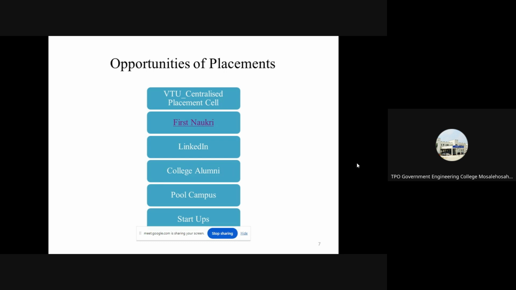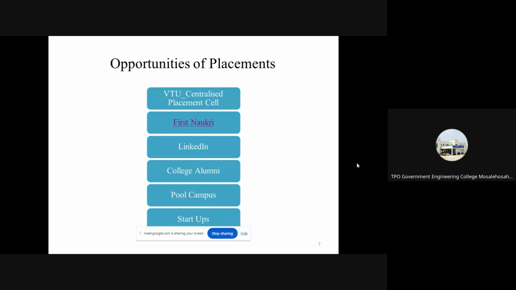And pool campuses, like I said, it's very difficult to get companies to our government institutes. For the first time, with the help of the mechanical faculty, Dr. Vinay, we were able to get Toyotsu India, a subsidiary of Toyota company, to GEC Mostly Osili. This is the first company which has come to our college in GEC Mostly Osili.